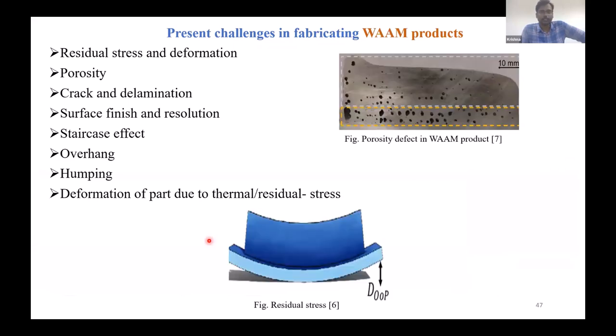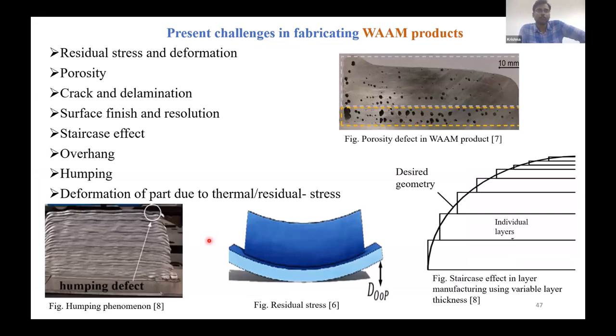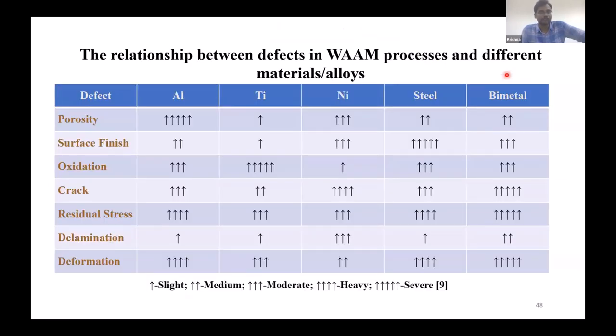So the challenges, I think we have discussed, but these are the general challenges for most of the metal alloys that we are talking about. The residual stress and deformation, porosity, cracks and delamination can be there, surface finish, and the staircase effect. We have seen in our case also, this kind of staircase effect is there, weaving or some kind of overhang, humping effects are there, right? This is because each layer is conducting the heat to the already deposited layer, and this will make the bottom layer soften. And because of this, the staircase kind of thing we can see at the edge at the end of the deposition.